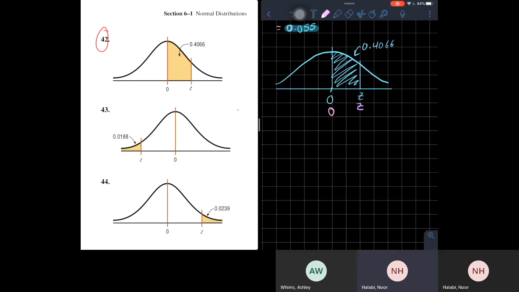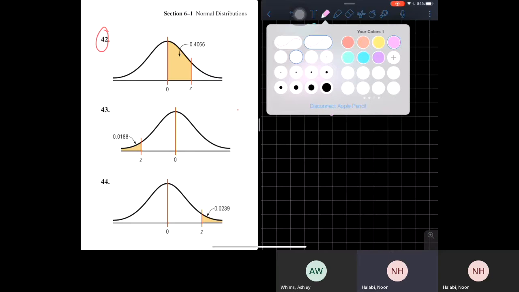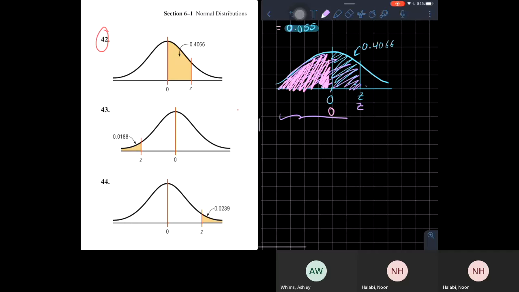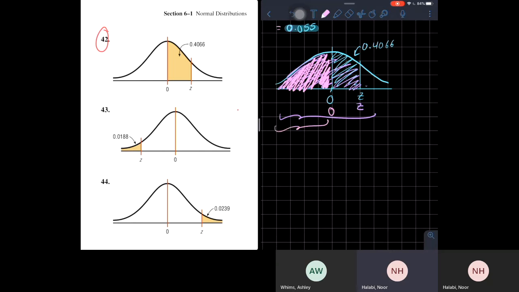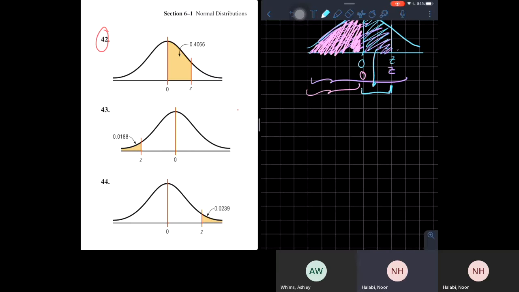So again, this blue portion is going to be that bigger purple area if I take away that smaller pink area. Because if I do the bigger purple area right here, minus the smaller pink area, I'm gonna end up with all of this being the blue, that blue right here.